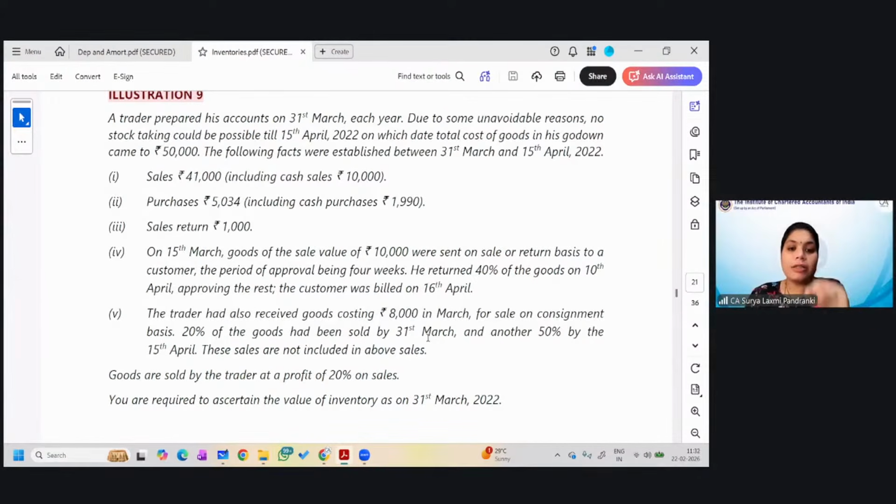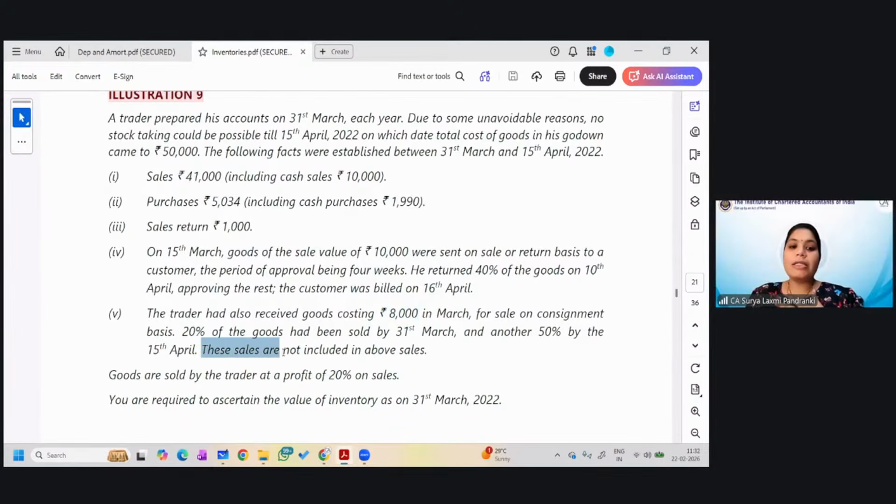So when you're doing the physical count, out of 8,000, 30% of the stock is only left with you. That has to be removed. Why are we removing it? Because it is not my stock. It is my consigner's stock. I am just a consignee. I'm just holding them, but it is not my stock. So these have to be removed.